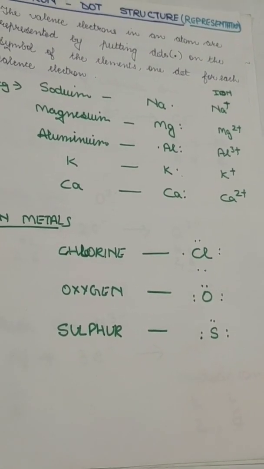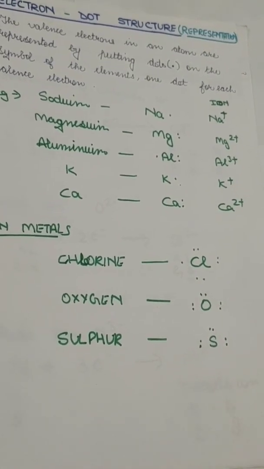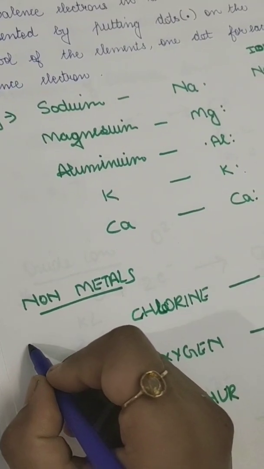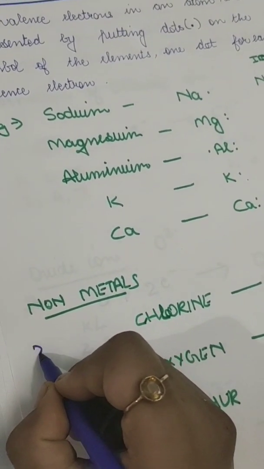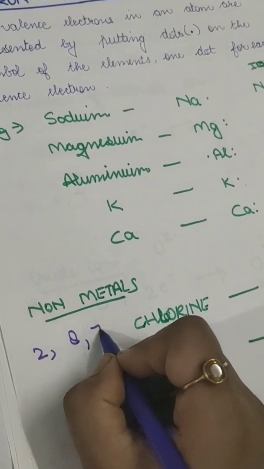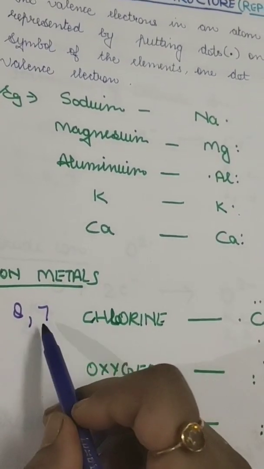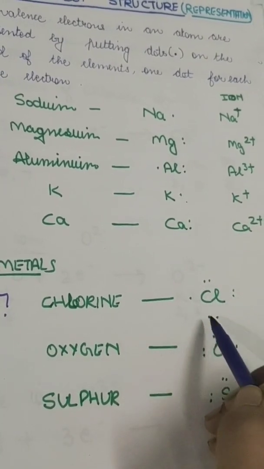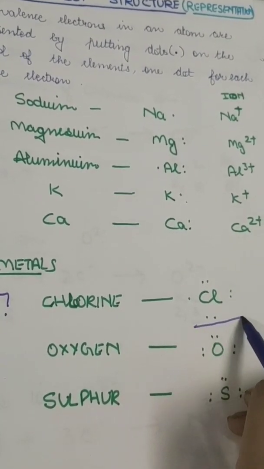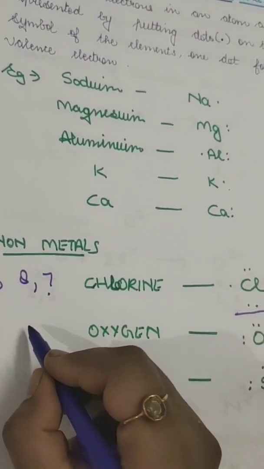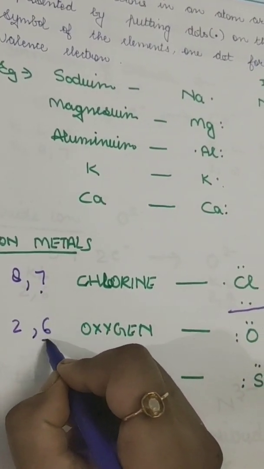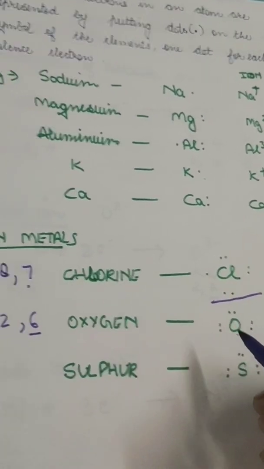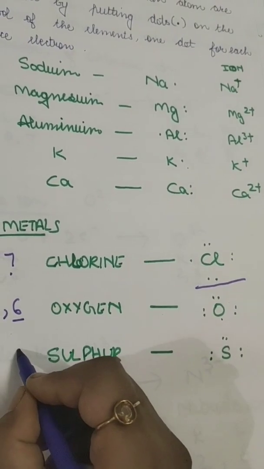Like chlorine, we all know that it has atomic number 17, and according to 17, its electronic configuration should be 2, 8 and 7. So there are 7 electrons in its outermost shell. So here I've made 7 dots, 1, 2, 3, 4, 5, 6, 7. This is the electron dot structure of chlorine. Oxygen has 2 and 6 electrons, so 6 is the number of electrons in its outermost shell, so 6 dots here. Sulfur again has 6.